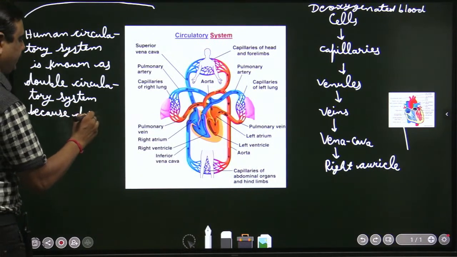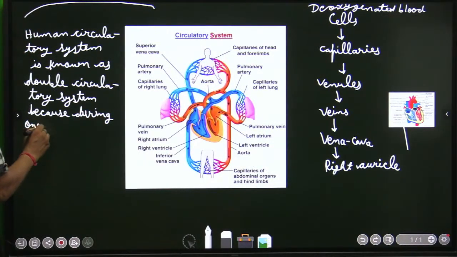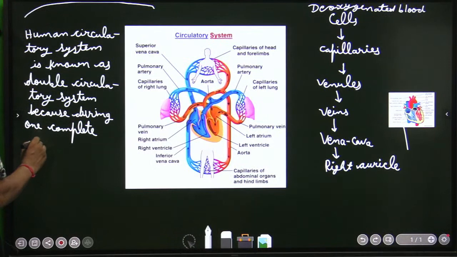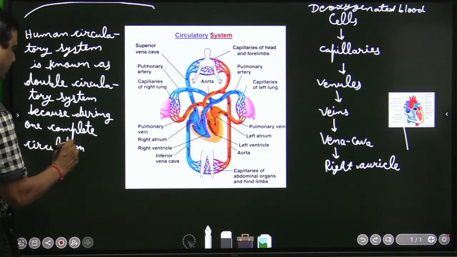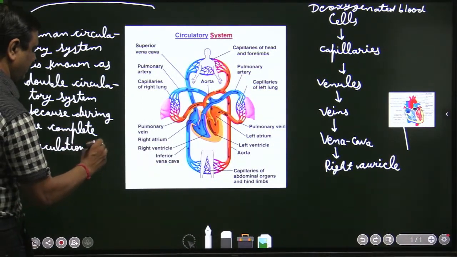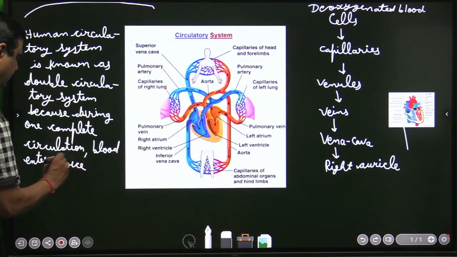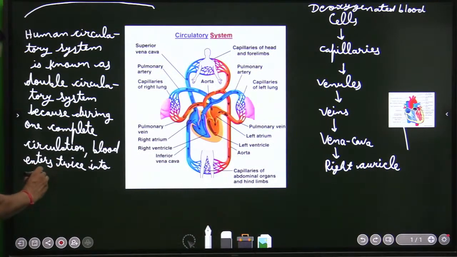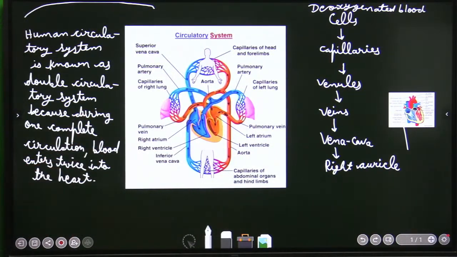Because during one complete circulation, blood enters twice into the heart. Alright?